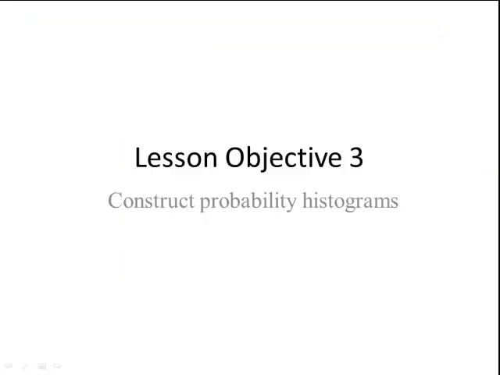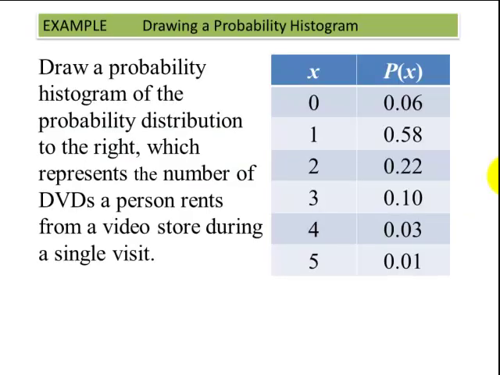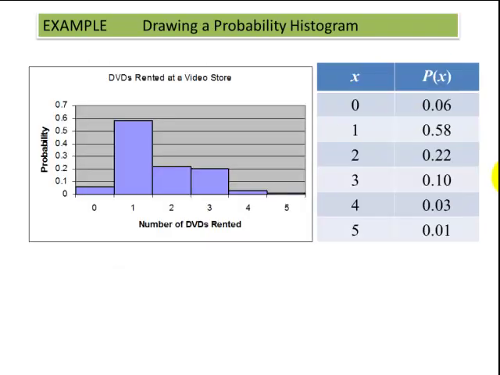Lesson objective number 3. A probability histogram is a histogram in which the horizontal axis corresponds to the value of the random variable and the vertical axis corresponds to the probability of that value. So we're going to look at our DVD example and get a probability histogram for that. And this is what it looks like. Here are our random variables on the horizontal, and on the vertical is our probability for each of these random variables.